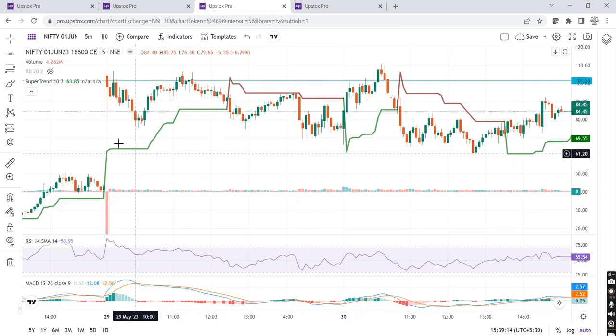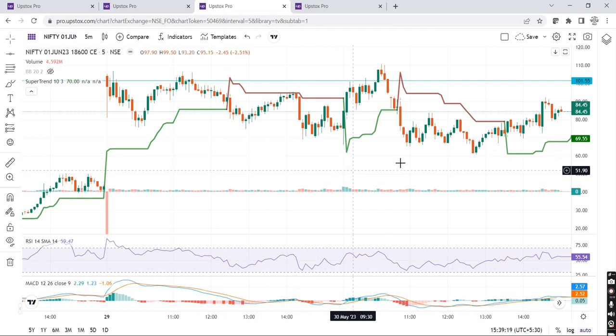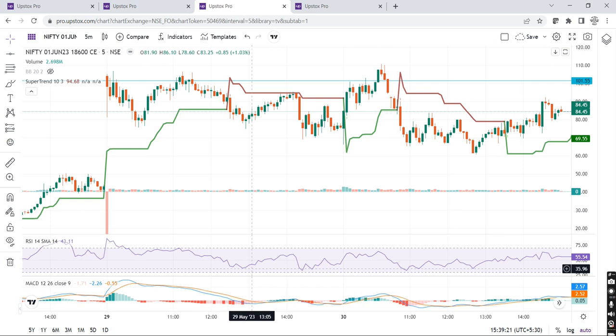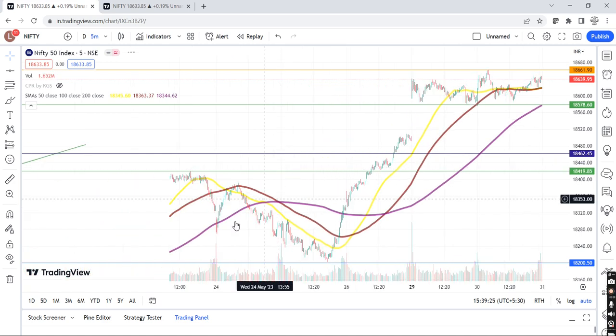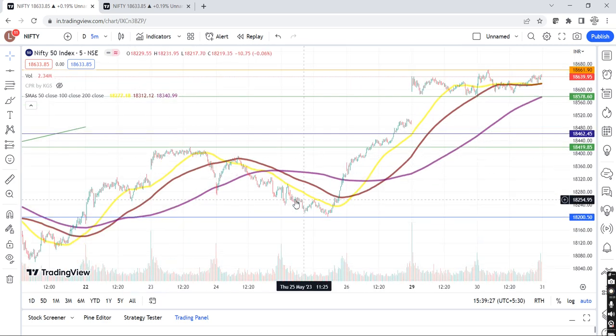Why? Because again it maintained the sideways trend. Yesterday we had discussed, in yesterday's video also I have drawn, it has maintained a sideways trend and it has not maintained the upward scenario. Even for put buyers it has to maintain the downward scenario.